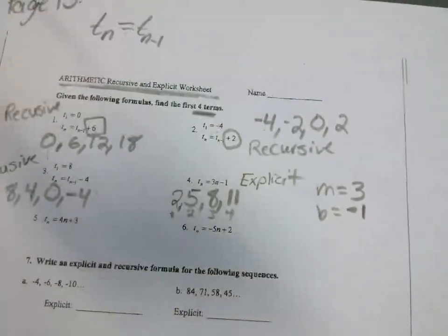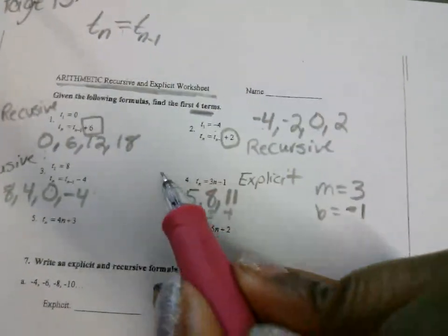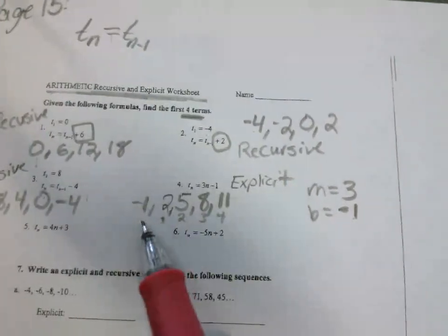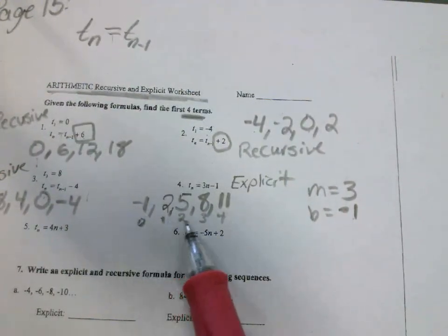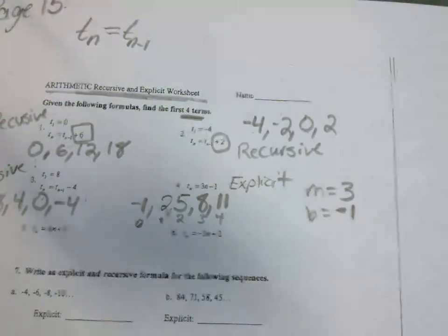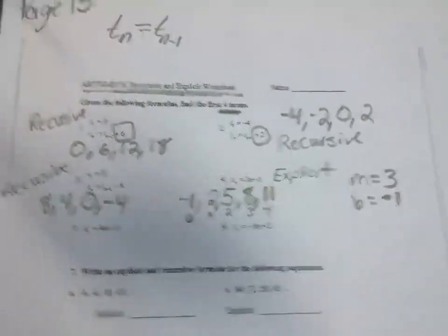What was the starting number? The starting amount? -1. If I went backwards, the starting number would be -1. This will be my 0 on my starting number. All right, see if you can do number 5 on your own.